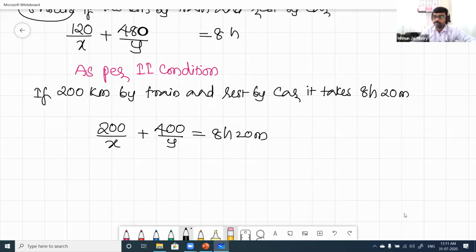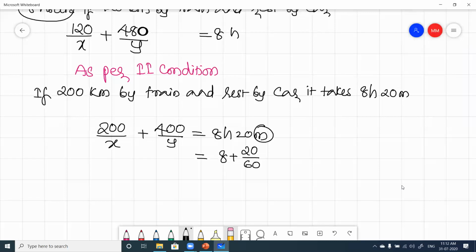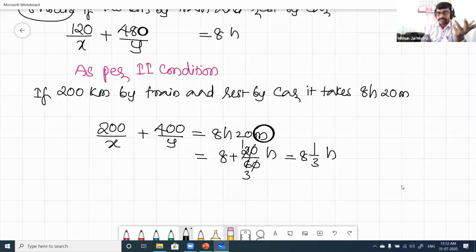But there is a problem here. The problem is we have to convert everything to hours. So this can be further transformed as 8 plus 20 by 60. When I write 20 by 60, there is no more minute, it also becomes hours. Cutting zeros, 2 ones are 2, 2 threes are 6. So finally I'm getting 8 1 by 3 hours. You want to convert it again? Yes, you can convert it, it is 25 by 3. How, sir? Sit and think. Okay.